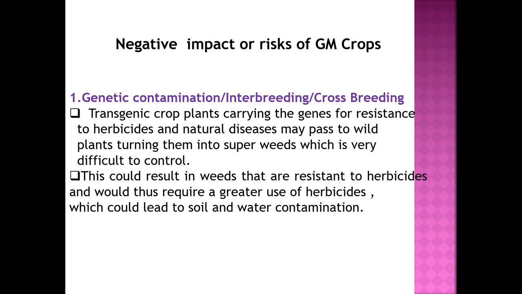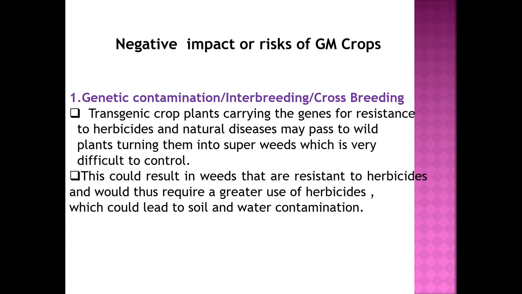When you study this step by step, the first risk of the genetically modified crop is that whenever we introduce a new variety, or whenever we modify the genetic makeup of an organism, it leads to genetic contamination because of the process called interbreeding. Sometimes crossbreeding also occurs between two organisms, which leads to genetic contamination. So we will be discussing this point: genetic contamination, or interbreeding, or crossbreeding.